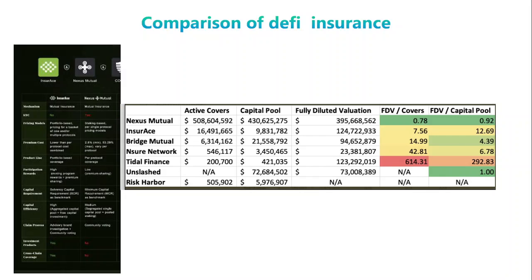Then there's protocol cover, which protects against hacks. Yield token cover applies if the value of the token is subject to a hack, so they refund you up to the amount of the price before the hack occurred.